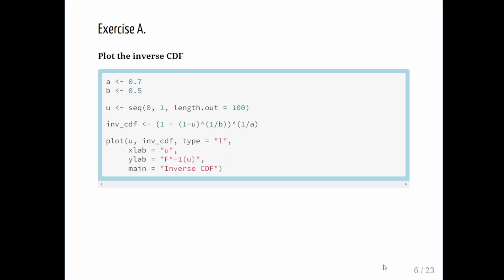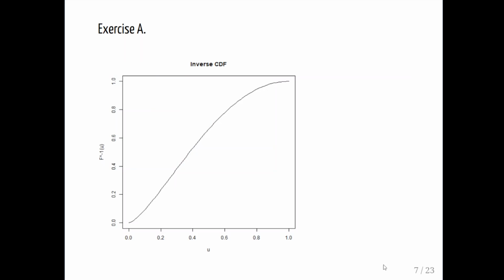Xlab is just u. Ylab is f to the power of -1 of u, and just a title, inverse cumulative distribution function. So straightforward enough, and that's what we have there. Okay, very basic, of course. Now, we could do better plots than that in R, but we just want to do something simple that we can look at. Anyway, that is the answer to our first exercise.